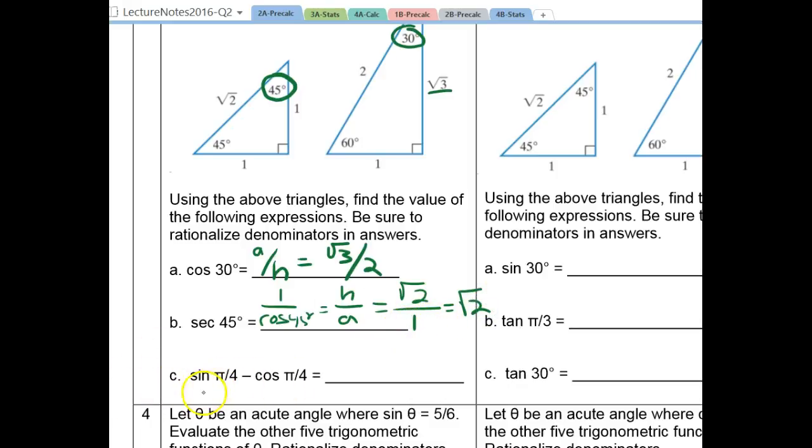Now, this next question is asking me to take the sine of pi over 4 minus the cosine of pi over 4. Pi over 4 is 45 degrees, right? Because pi is 180. So pi over 4 is 180 divided by 4, which is 45. So with the 45-degree angle, I'm going to take the opposite side over hypotenuse minus the adjacent side over hypotenuse. This is the sine, this is the cosine. What I end up with is 1 over root 2 minus 1 over root 2. Answer is 0.